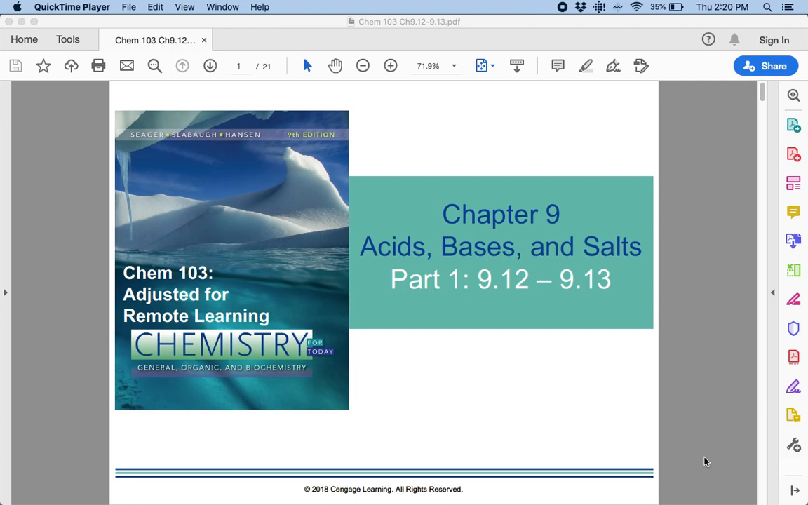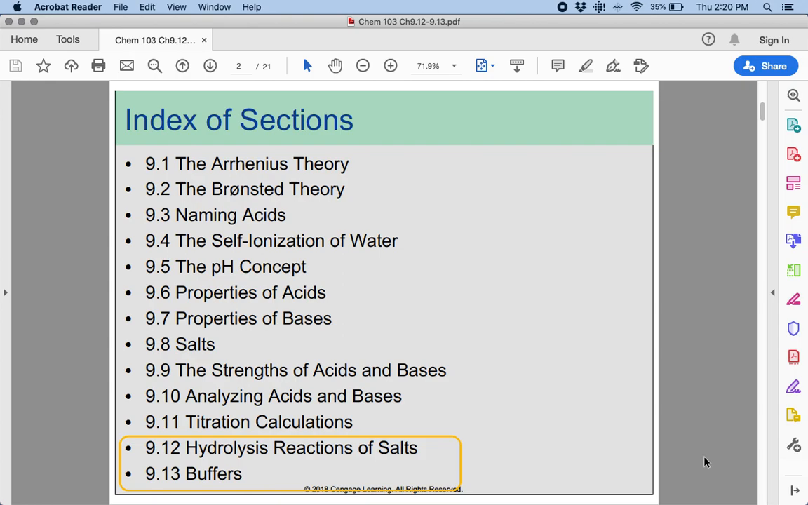Our Chapter 9 remote learning series for the GLB. Today we will be talking about hydrolysis reactions of salts. So basically, those salts that we make from the acid-base reactions, what's happening with them in water, and how that relates to this concept of buffers and what buffers are.